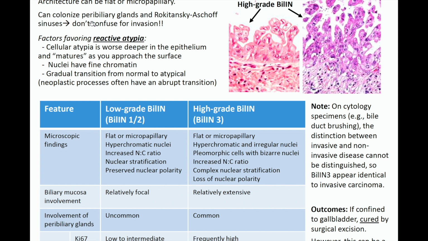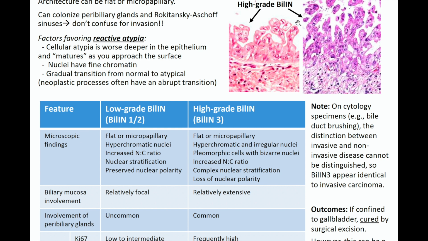Some factors that are favoring reactive atypia versus dysplasia are that cellular atypia is worse deeper in the epithelium, and it matures as you approach the surface. Generally, elsewhere in the body as well, I'm specifically thinking of cervix. Whenever you have dysplasia, but you have maturation, or maybe some nuclei in the basal layer that look a little abnormal, but as you get closer to the surface, the cells mature, that's typically a sign more of a reactive change than dysplasia. In reactive atypia, you can have nuclei with fine chromatin and a gradual transition from normal to atypical. Neoplastic processes often have an abrupt transition.